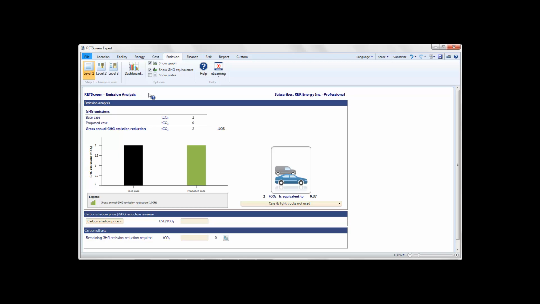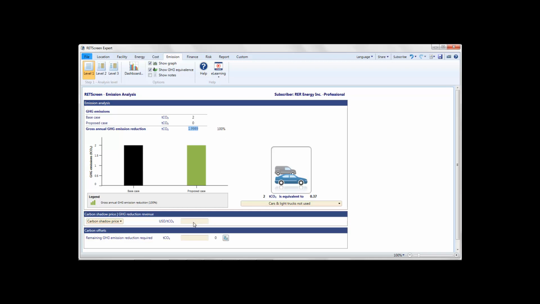In the base case, diesel is being consumed. In the proposed case, there are no emissions. So the difference between the base case and the proposed case emissions is 2 tons of CO2 equivalent per year. If you want to see that with more detail, you can click on the figure. You can see that it's 1.9989 tons of CO2 equivalent per year.